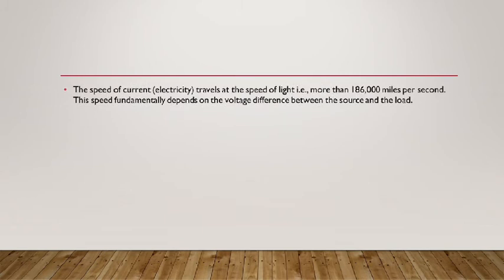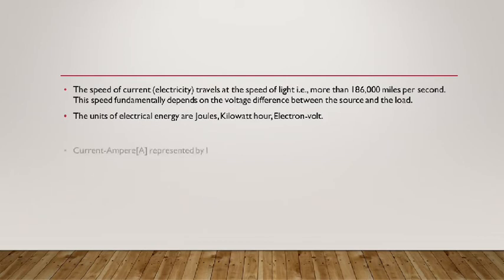Current travels at the speed of light, that is, at more than 186,000 miles per second, and this speed fundamentally depends on the voltage difference between the source and the load. The units of electrical energy are joules, kilowatt hour and electron volt.